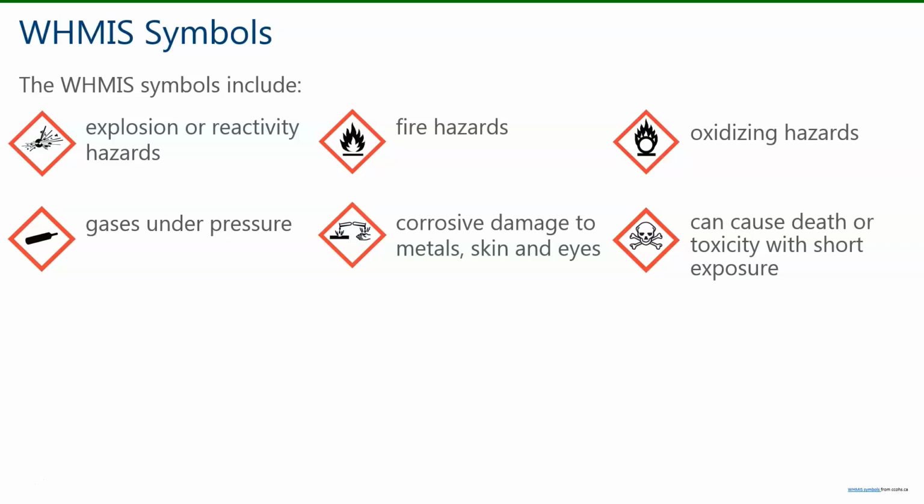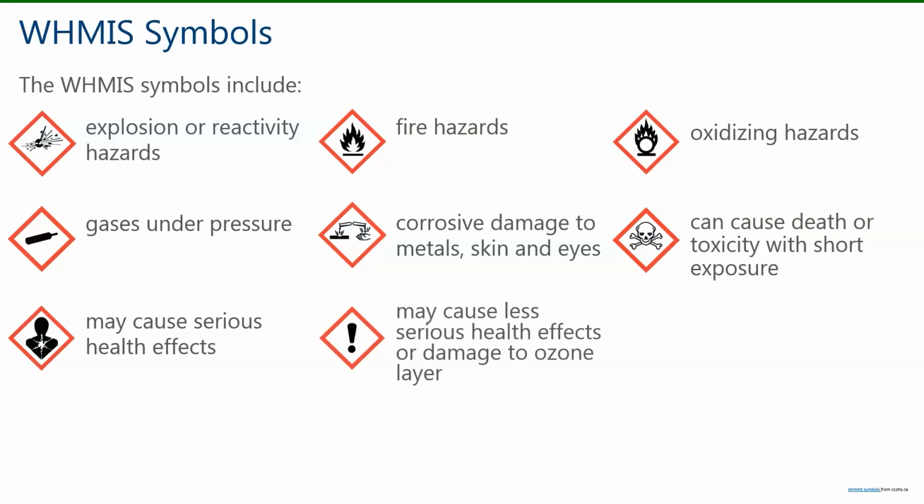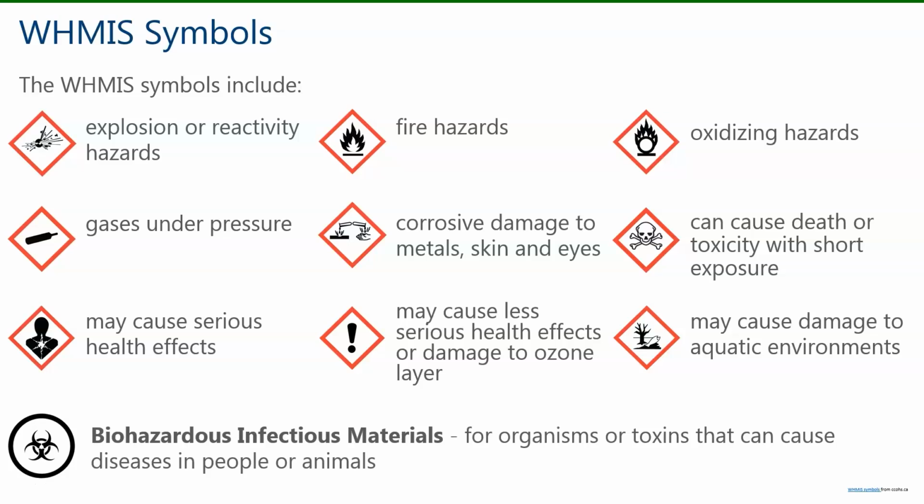The skull and crossbones means can cause death or toxicity with short exposure. This symbol means may cause serious health effects. The exclamation mark means may cause less serious health effects or damage to the ozone layer. And this one's easy to remember as well. It kind of shows a fish on its side. This one means may cause damage to aquatic environments. And the last one shows the 3 kind of interlocked circles, and that means biohazardous infectious materials. And this is for organisms or toxins that can cause diseases in people or animals.